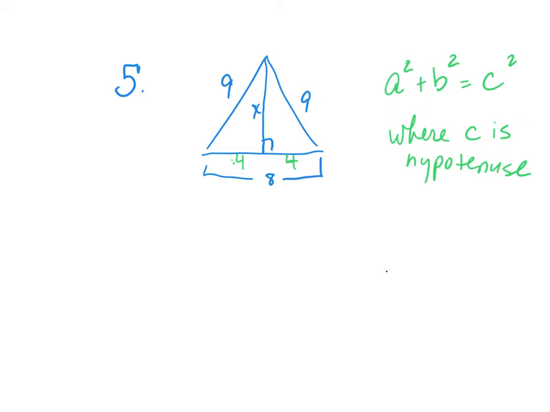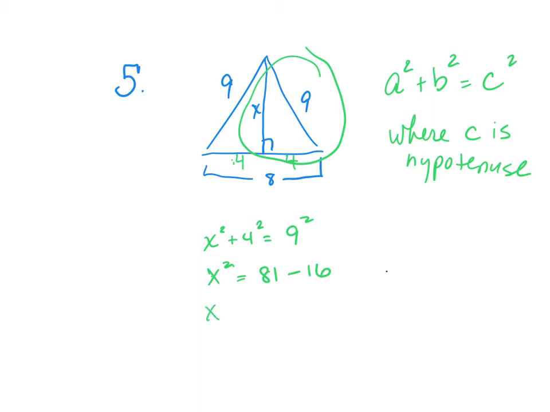So now I have, which side of this right triangle is the hypotenuse? The 9. So I have x squared plus 4 squared equals 9 squared. So that's x squared equals 81, which is 9 squared, minus 16. What's 81 minus 16? 65. So the square root of both sides is x equals 8.06. So there you have your x.